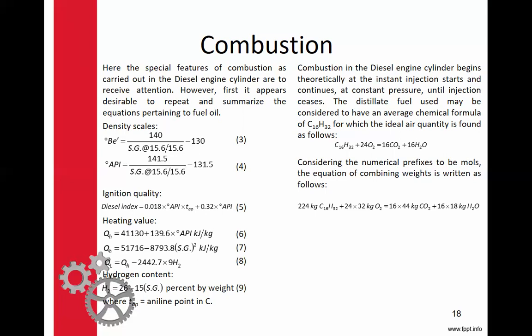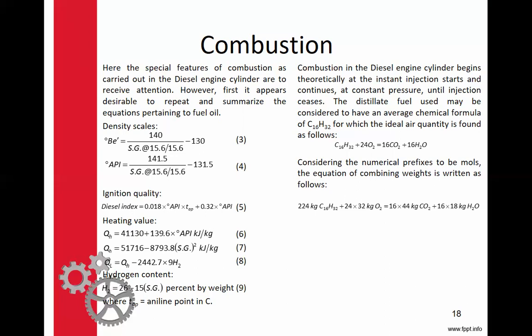So that is chemistry. Considering the numerical prefixes to be moles, like in this example 16, 24, 1, those are moles. So the equation of combining weight is written as follows: 224 kilogram of C16H32 plus 24 times 32 kilogram O2 is equal to 16 times 44 kilogram CO2 plus 16 times 18 kilogram H2O.